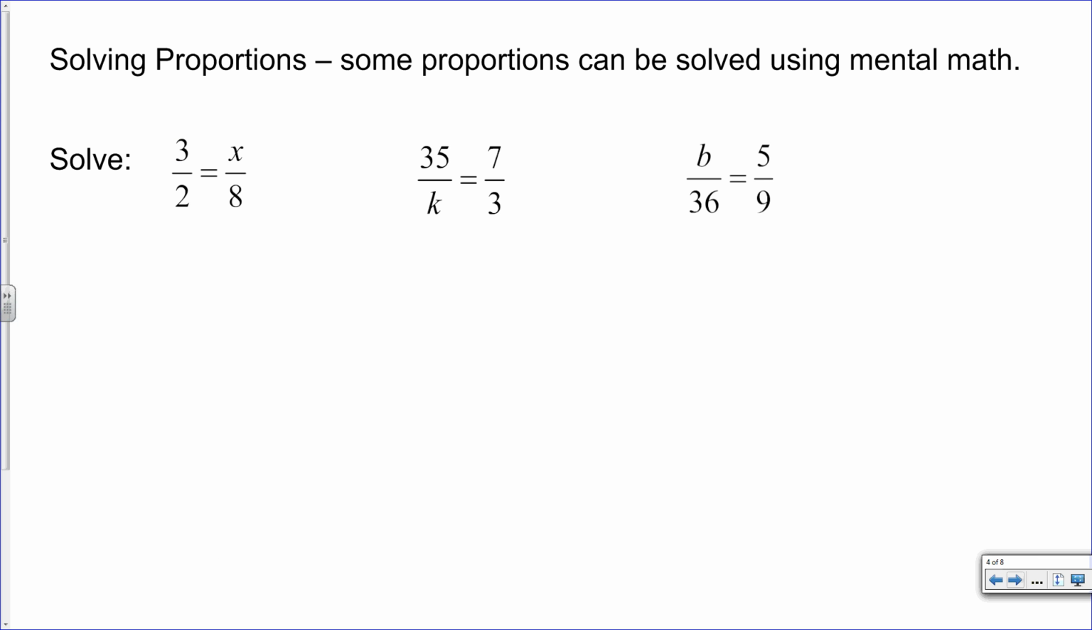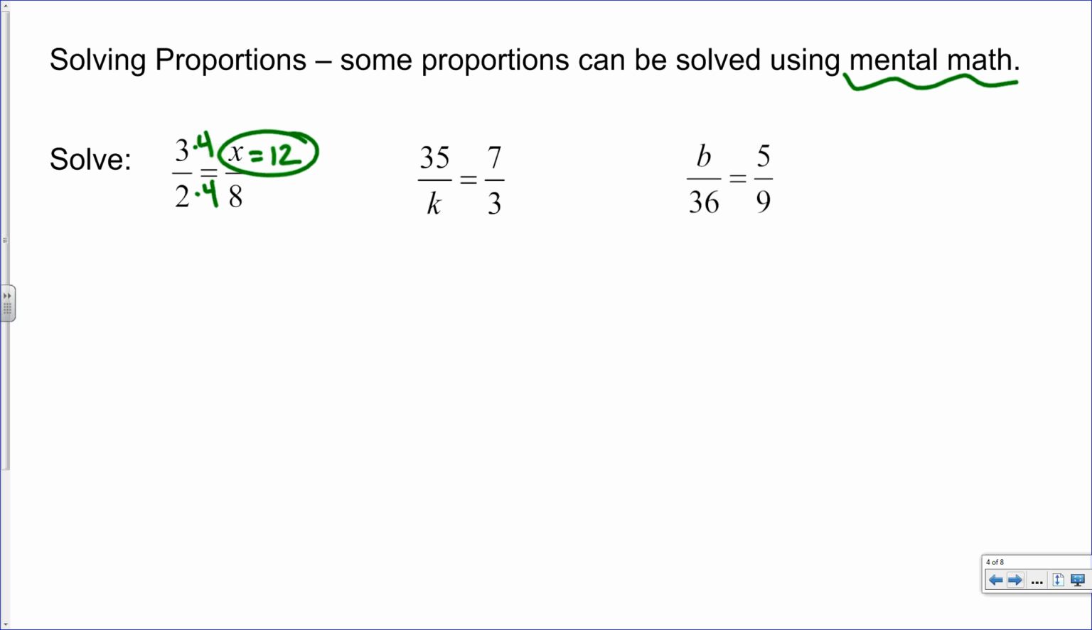Now, sometimes you can solve them using mental math, and we want to think about these using mental math. So I went from 3 over 2 to something over 8, and I think, what did I do to 2 to make it an 8? And the answer is I multiplied it by 4. So 3 times 4 is 12, so in this case, x would equal 12. I want you to try the next two, and then turn your video back on and check them.